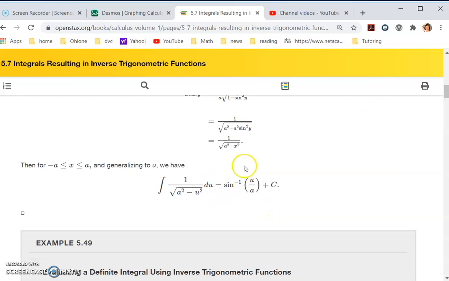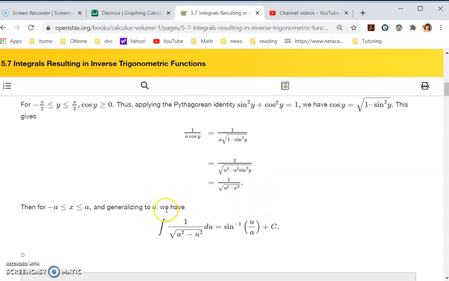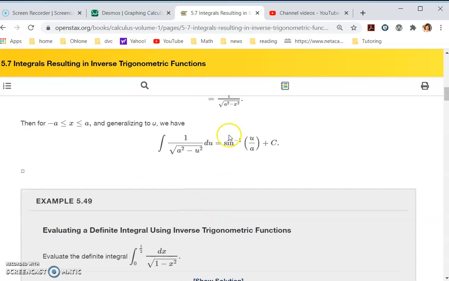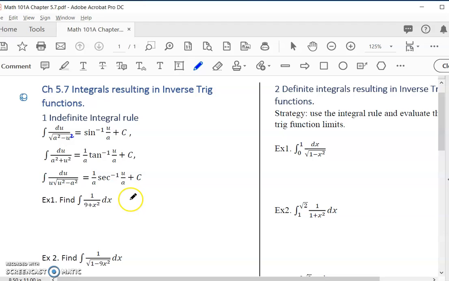Then x can be generalized to u, so sine inverse of u over a is the answer for the integral of 1 over the square root of a squared minus u squared dx. If this is x, you can just put x over a. Using u lets you do a u substitution later on. So let's go back to our notes.